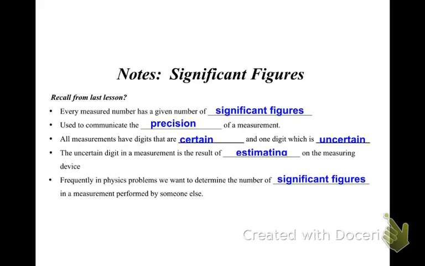So let's recall from last lesson what we discussed. Every measured number has a specific amount of significant figures that tells us the precision of the measurement that was taken. All measurements have a specific amount of certain digits, the ones that everyone's going to get, which are all the same, plus one uncertain digit. The uncertain one is the one at the very end that we use to estimate. And frequently in physics problems, we want to determine the number of significant figures in a measurement performed by someone else. That'll tell us the precision of their measurement.